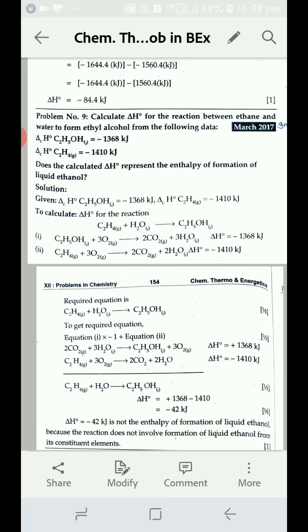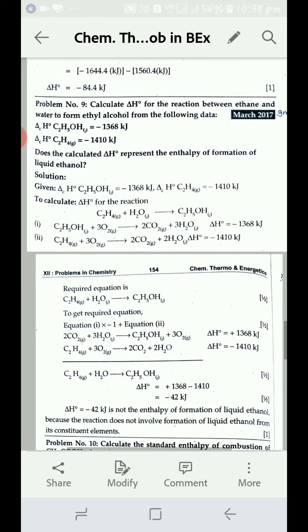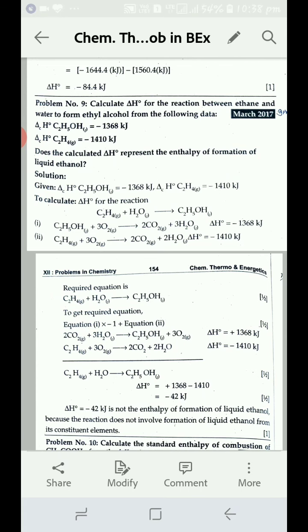So what are the constituent elements? Carbon and hydrogen and oxygen. Okay. Next numerical.